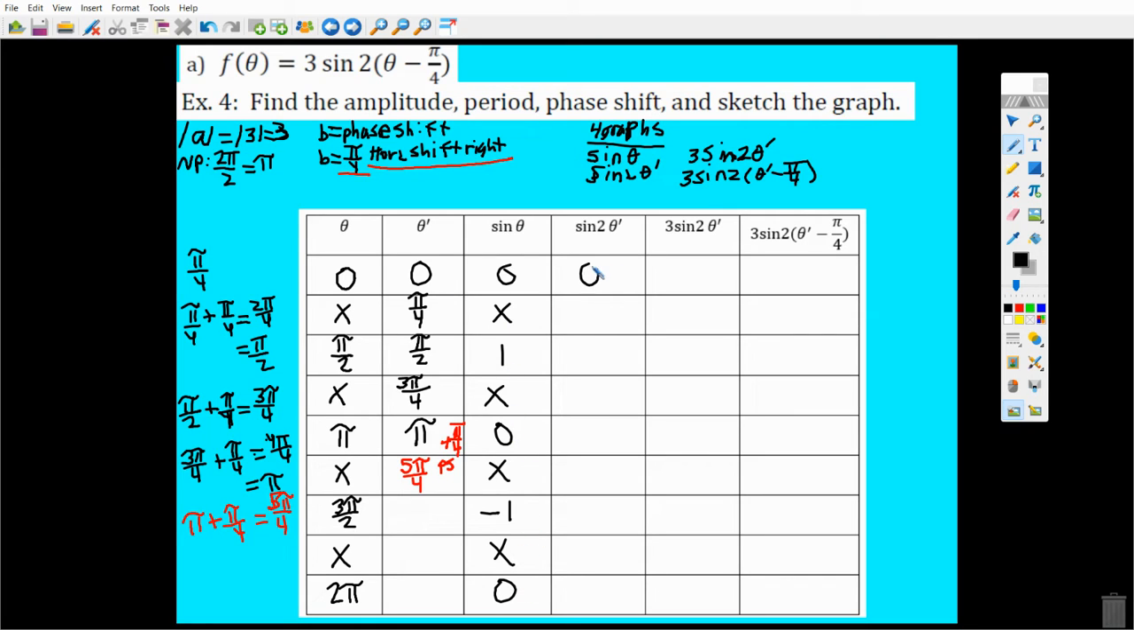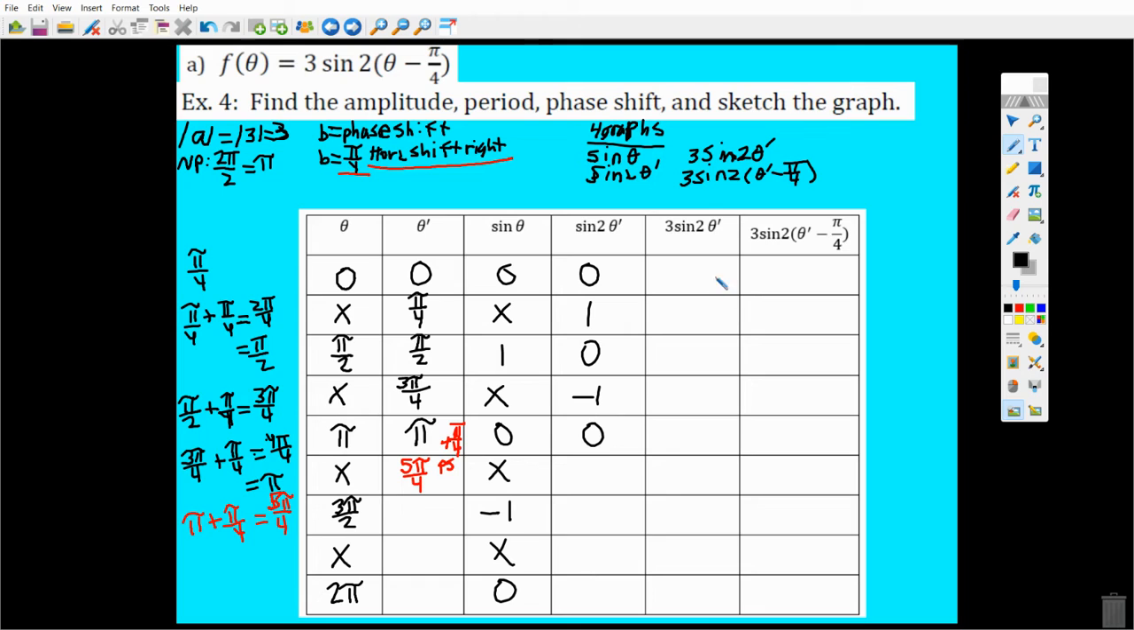So at 0, this is going to be 0. At pi over 4, this is going to be 1. At pi over 2, it's 0. At 3 pi over 4, it's -1. And then at pi, it's going to go back to 0. So 0, 1, 0, -1, 0, 0, 1, 0, -1, 0. So the same numbers as we get from 0 to 2 pi, we get from 0 to pi.